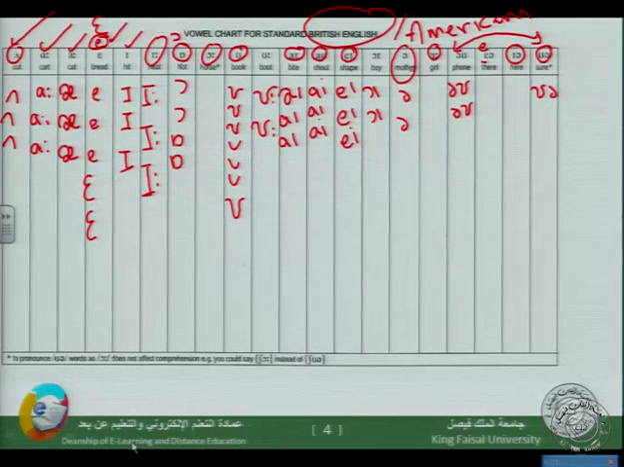So please try to fill in this chart. Try to practice all of these sounds because they're important. This is one of the pillars of this course, to teach you how to transcribe the vowel sounds and the consonant sounds. Once you learn these, you will be able to pronounce correctly and speak fluently.